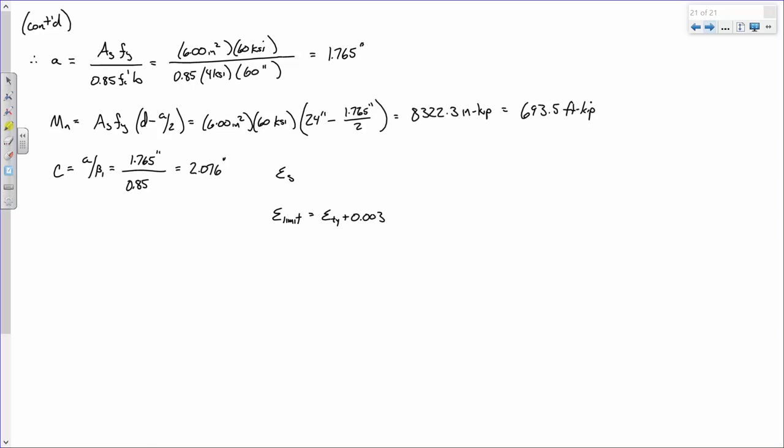Now, let's see if folks have really been paying attention. Does anybody remember what we can assume for grade 60 steel? 0.002, well, for the yield strain, so the limiting strain would be 0.005. The previous code just used to use 0.005 across the board. The only reason this 0.005 works is because it's grade 60.